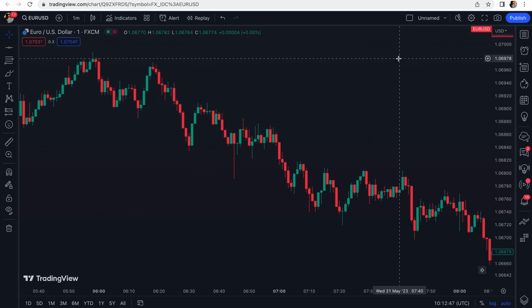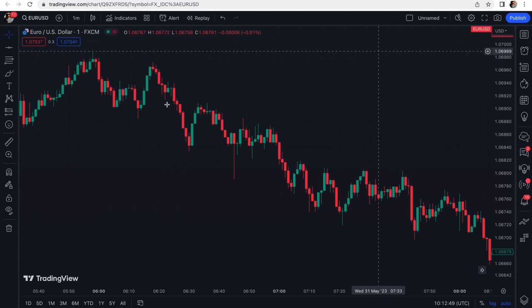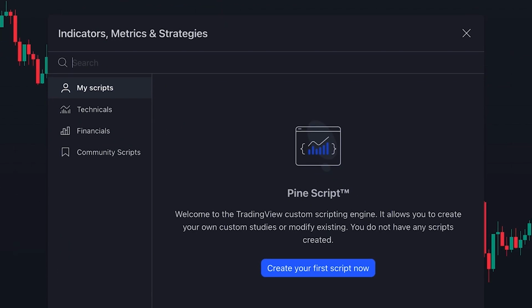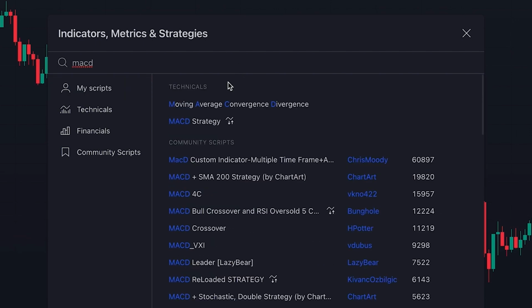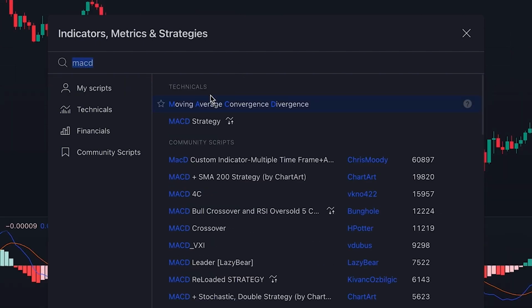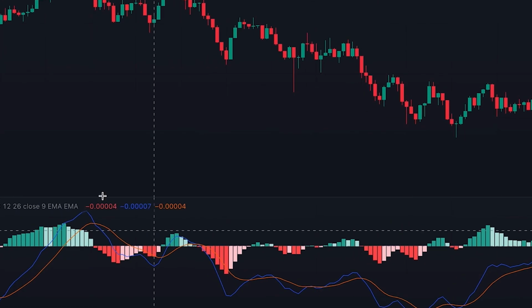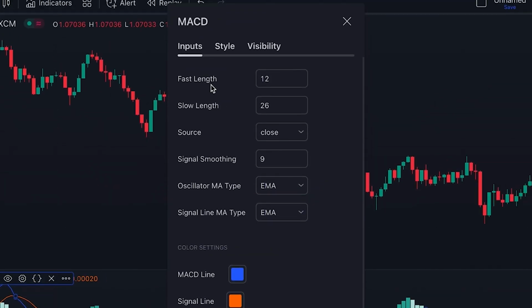In this scalping strategy, we have 3 indicators. For adding them, here we click on indicators and we simply search their name. The first one that we want to add is MACD, moving average convergence divergence, and we need to change its settings. Here for the fast length we set it at 34, and for the slow length we set it at 144.